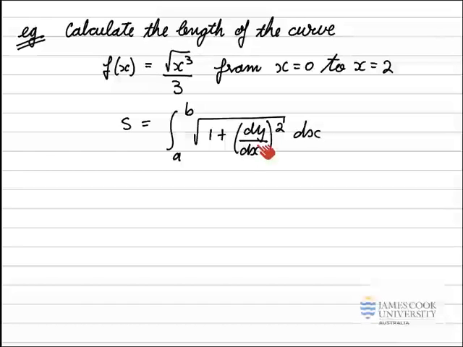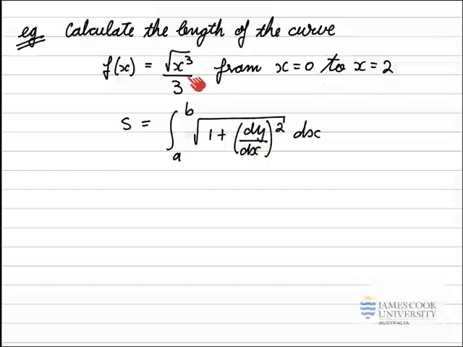So for that we see that we've got dy dx, that's the derivative of the function we're given. We need that in the integral. Add 1, take the square root. A to b are our limits, our x values, so we know what those are. A equals 0, b is equal to 2.